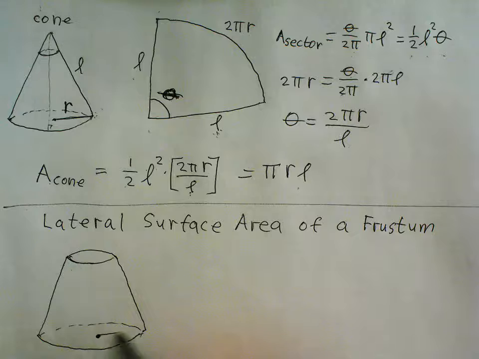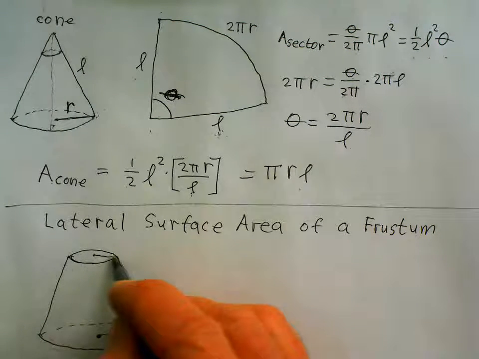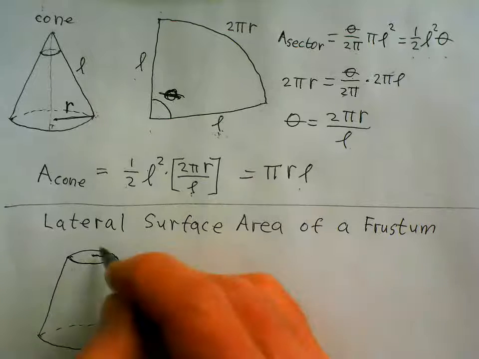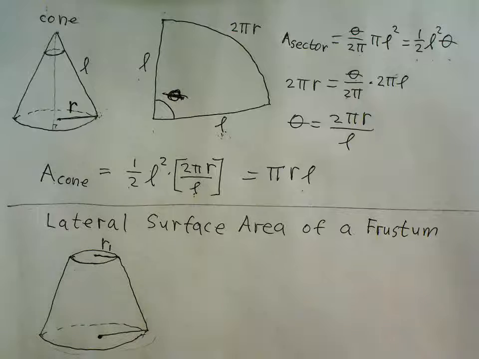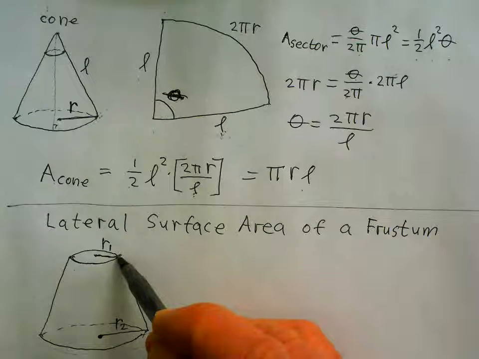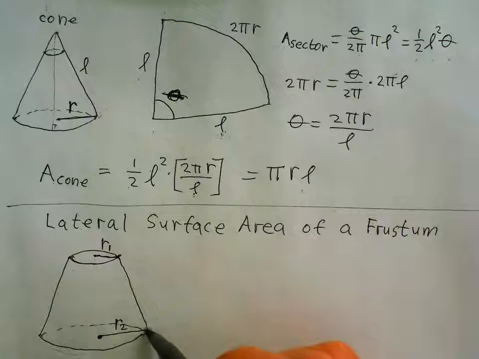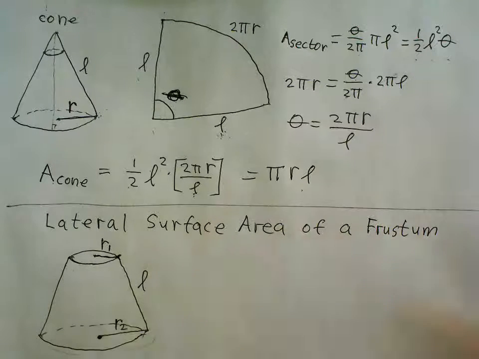So we have a circle at the bottom and a circle at the top. We will, for now, refer to the radius at the top as r sub 1, and the radius at the bottom as r sub 2. And the length from the top circle to the bottom circle along the side, we will refer to that as L.